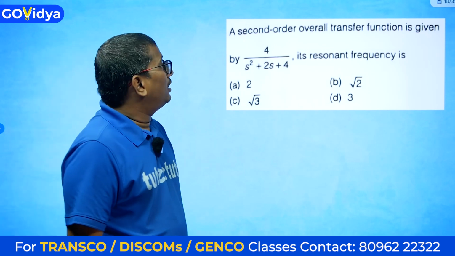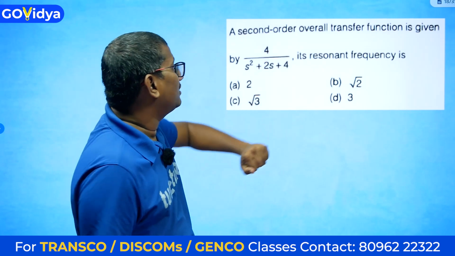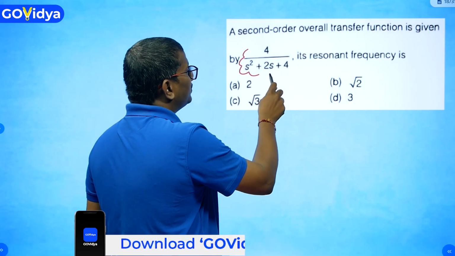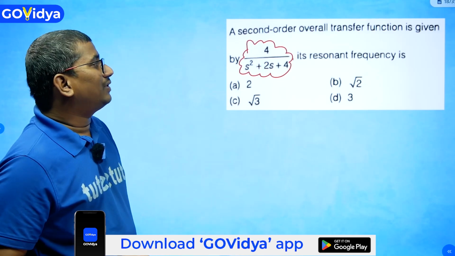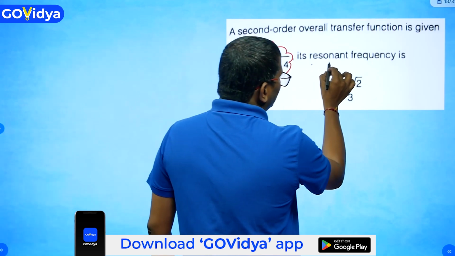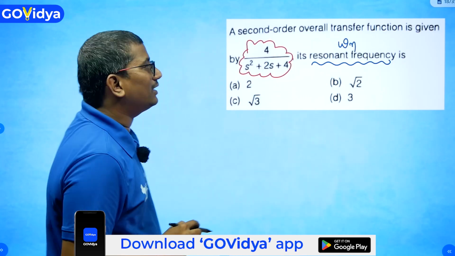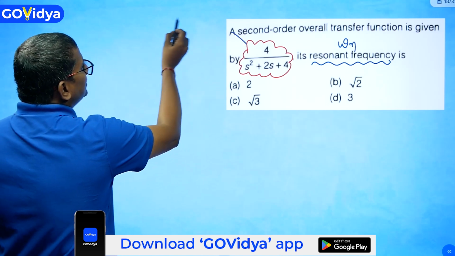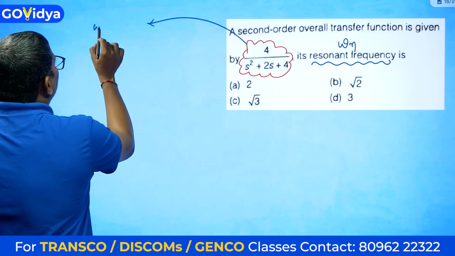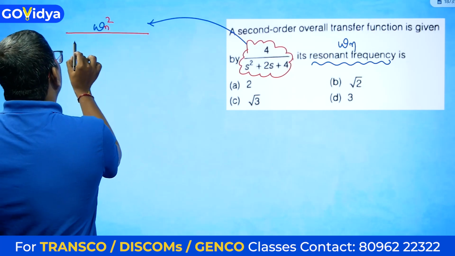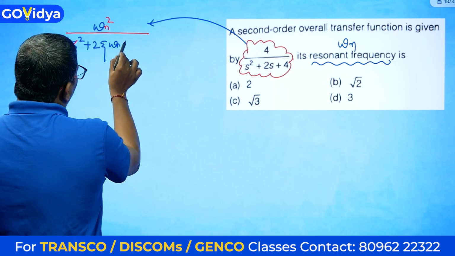The second order overall transfer function is given by 4 upon s square plus 2s plus 4. Okay. So what are they asking? They're asking for the resonant frequency, omega n. How do we calculate omega n? Compare this equation with our standard second order system equation. What is that? Omega n square by s square plus 2 zeta omega n s plus omega n square.